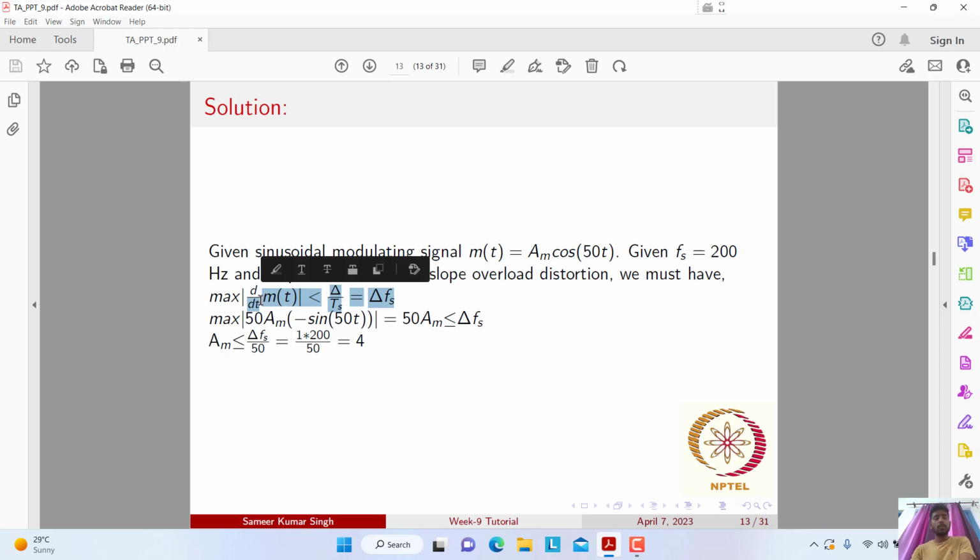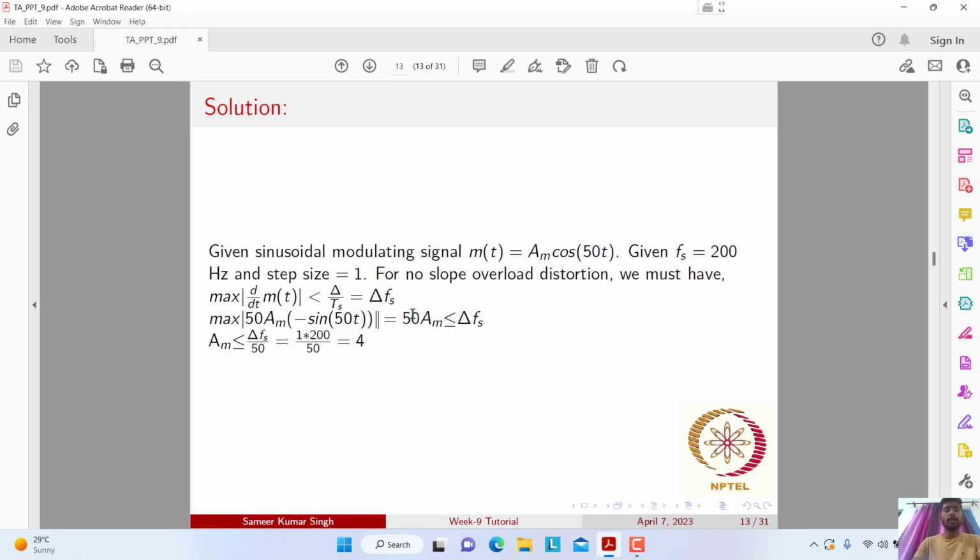Okay. So first of all, we try to differentiate the Am cos 50t. As we know, the differentiation of cos 50t is minus sin 50t, and 50 will come out. To get the maximum, the max of the modulus is 50 Am times sin 50t. Its maximum value comes to 50 Am because sine has a maximum value of 1, so 50 Am comes outside and should be equal to delta Fs, and Fs is given as 200.